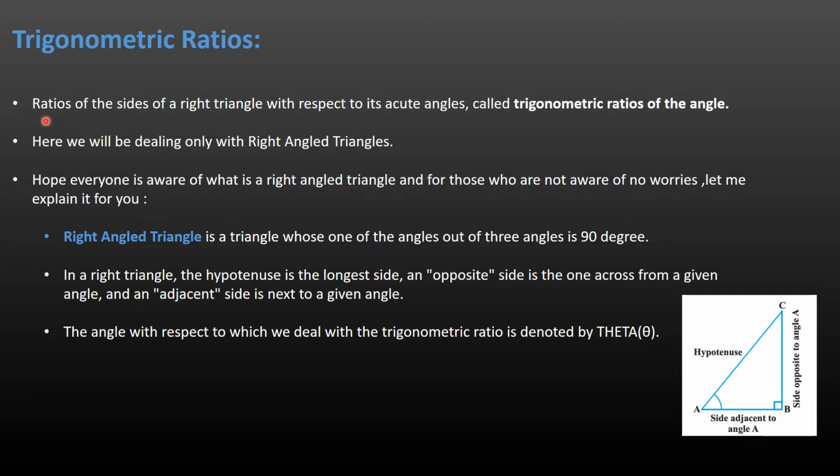So as I said, here we'll be only dealing with right angle triangles. So everyone by now, I hope, is aware of what a right angle triangle is. And for those who are not aware, no worries. Let me explain it for you. So a right angle triangle is a triangle whose one of the angles out of three angles is 90 degrees. So in the diagram which you see here, this is a right angle triangle. In this, the angle B is called a right angle, which is basically 90 degrees, and it is denoted by this symbol.